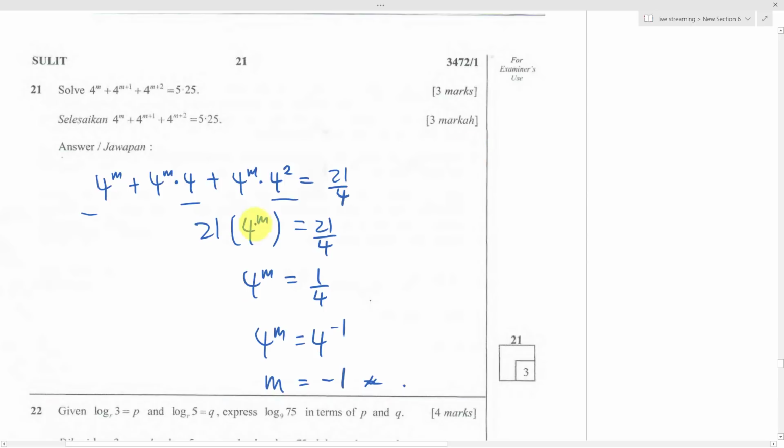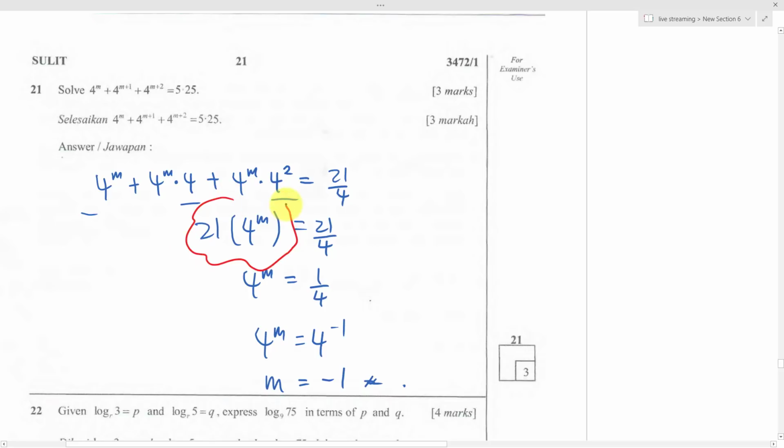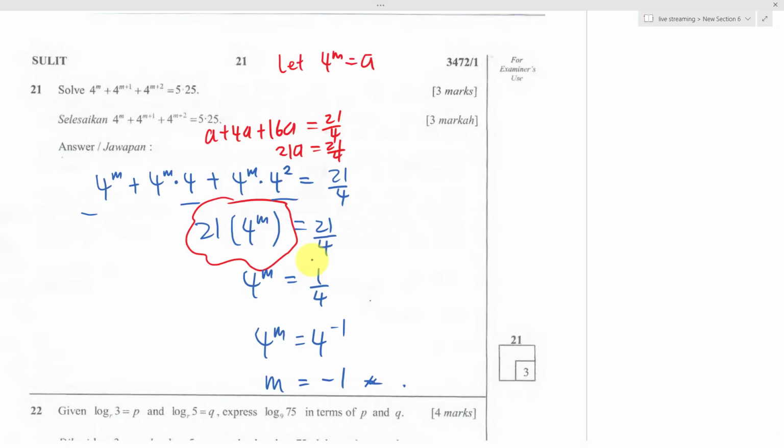Just in case you do not understand what happened here, what you can do is let 4 to the power of m equal a. For example, over here you should have a plus 4a plus 16a equals 21 over 4. Then you get 21a equals 21 over 4. Then you substitute back a equals 4 to the power of m. I just divide 21 on both sides, so we can cancel the 21.